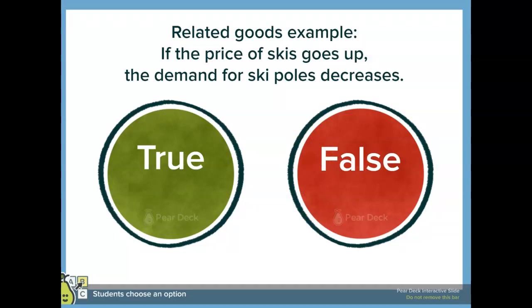So, related goods example, if the price of skis goes up, the demand for ski poles decreases. So think about that for a second. If the price of skis goes up, we're going to have fewer people buying skis, and therefore we will have fewer people buying ski poles. So the answer to that one is true.